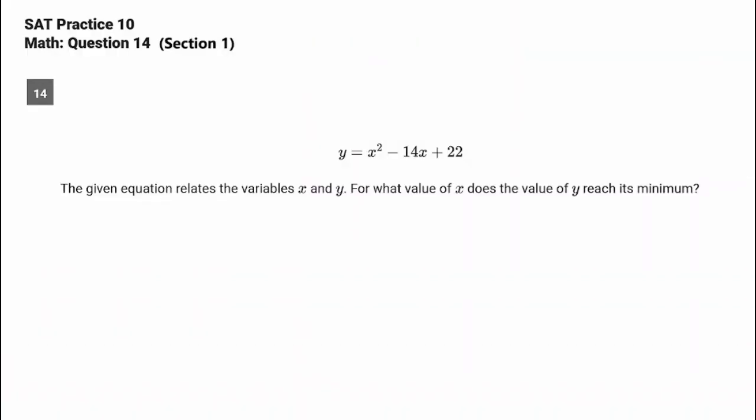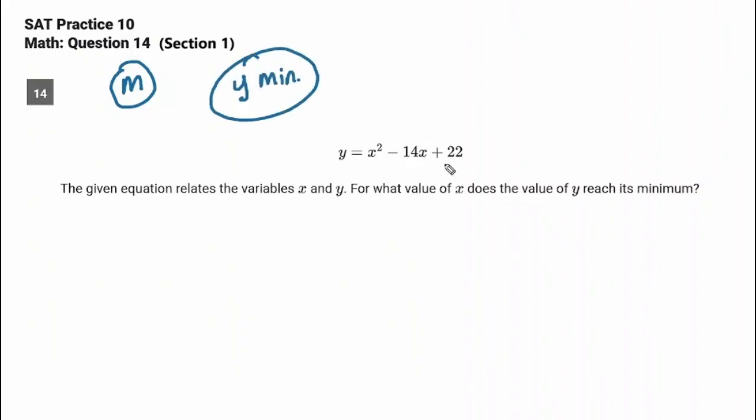We're on SAT Practice Test 10, Math Section 1, Question 14. What's the level of difficulty here? I say it's medium. Some people are going to find it hard because there's a formula that they're not going to know. But it's not very hard at all as long as you memorize the formula. You got this equation. The given equation relates the variables x and y. For what value of x does the value of y reach its minimum? So what are we looking for? Write it down and circle it.